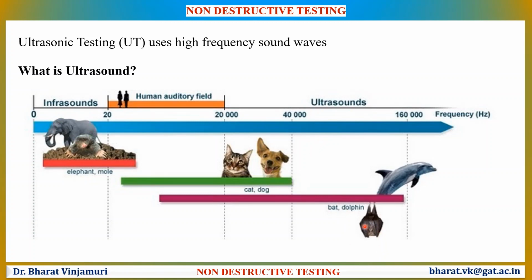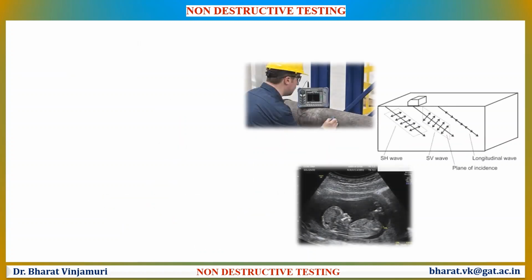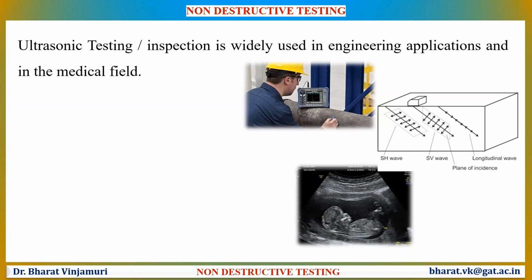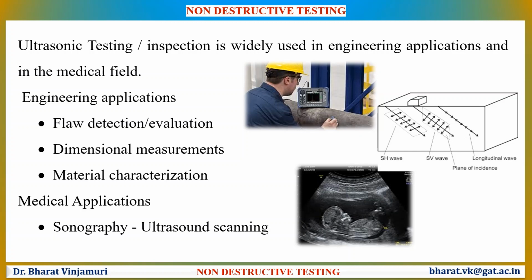Bats use a variety of ultrasounds for detecting obstacles. In non-destructive testing, ultrasound frequencies ranging from 2 MHz to 50 MHz are used to conduct examinations and make measurements. Ultrasonics is widely used in engineering applications such as flaw detection, dimensional measurements, material characterization. They are also used in the medical field such as sonography and ultrasound scanning. Ultrasonic examinations can be conducted on a wide variety of material forms including castings, forgings, welds and composite materials.